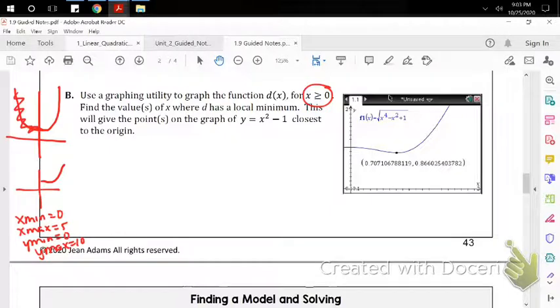So what we're going to do then is we need to find that minimum value. We're going to use our calculator to find it for us. We're going to go to second, trace, and number 3 says minimum. So we're going to choose that.